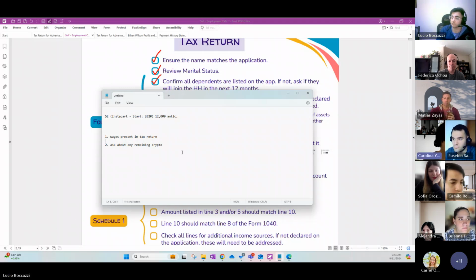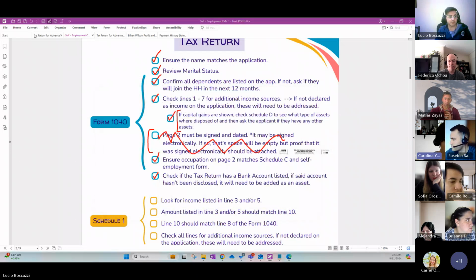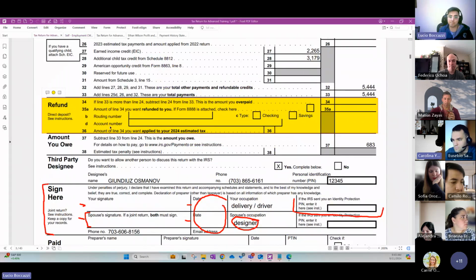Sorry, Lou, can you show us again where it would be on the tax return regarding the bank account? It said refund? Refund. Okay. So normally you would have a bunch of numbers here in the routing number and then the account number, and then one of these two should be checked if it is a checking or a savings.